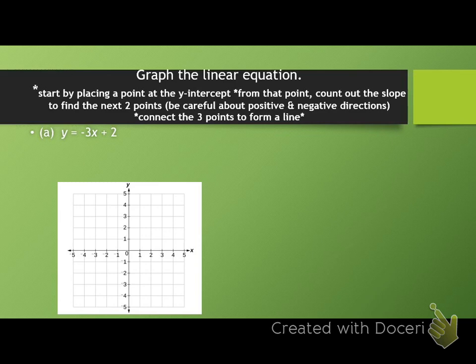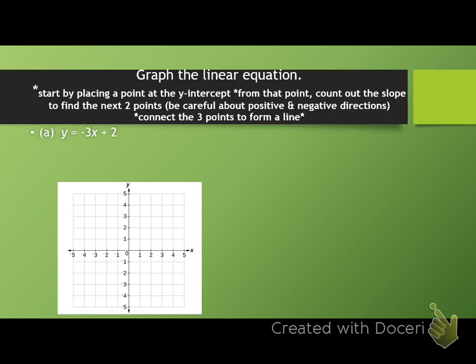From the y-intercept, we follow the slope. We do exactly what it tells us. We rise and we run, and then we connect the points. What has to go on the end of our line? Arrows. Don't forget the arrows, okay? That's what lets us know the line goes off in both directions.